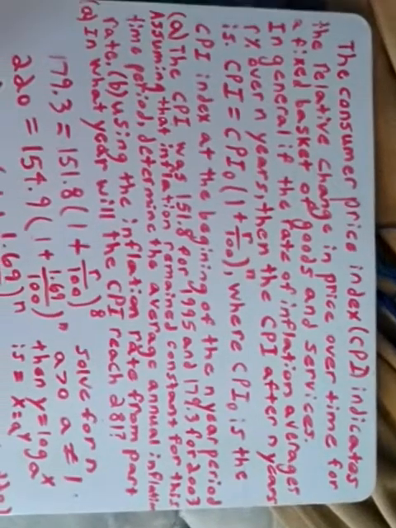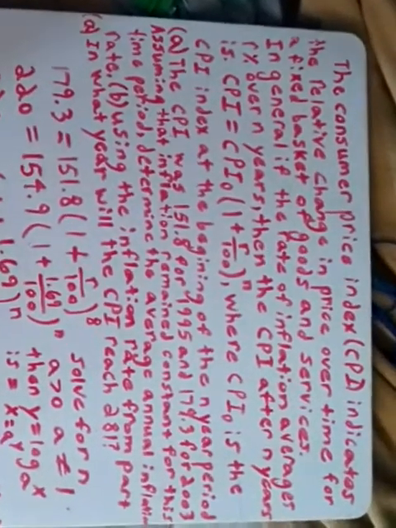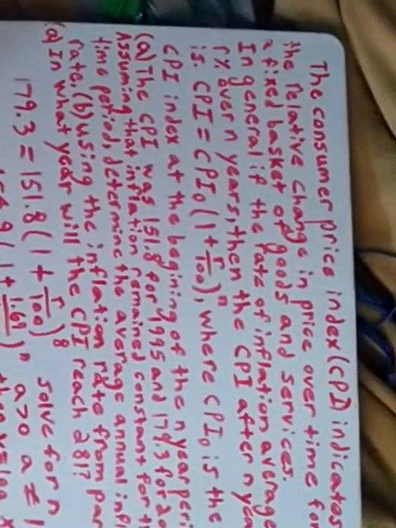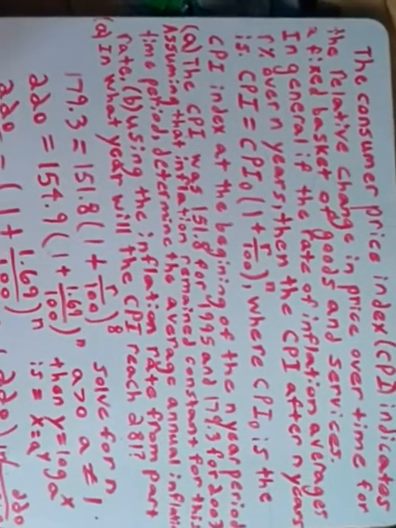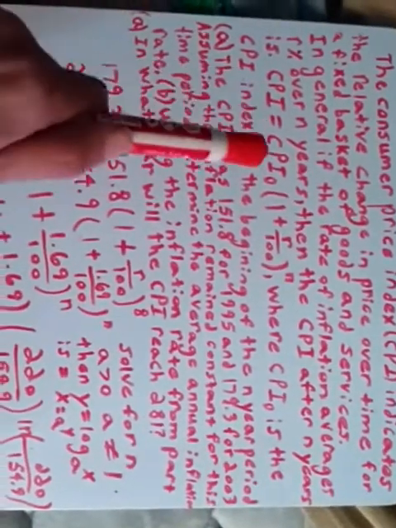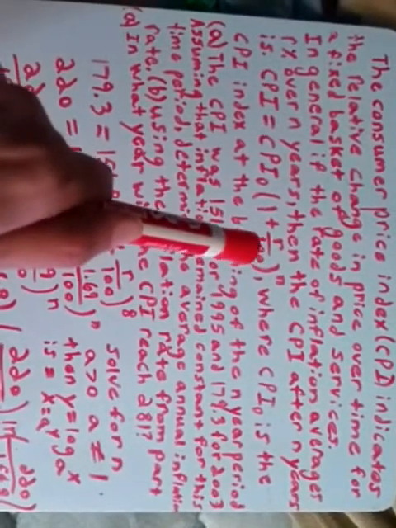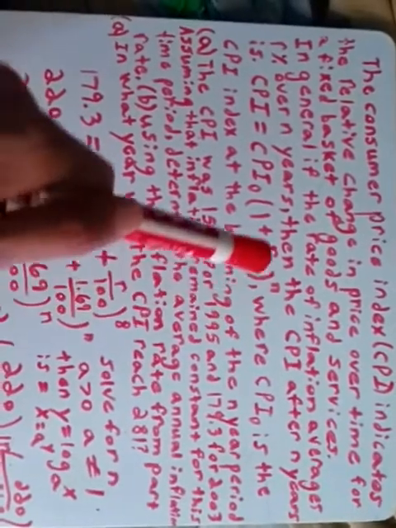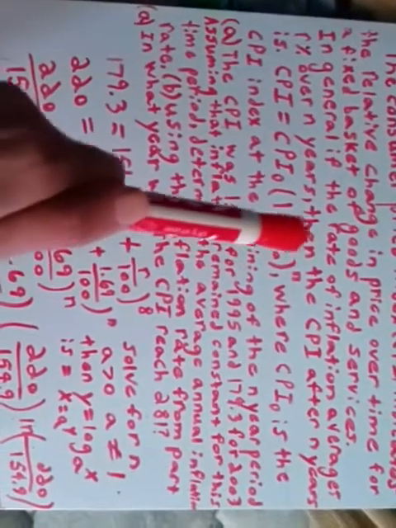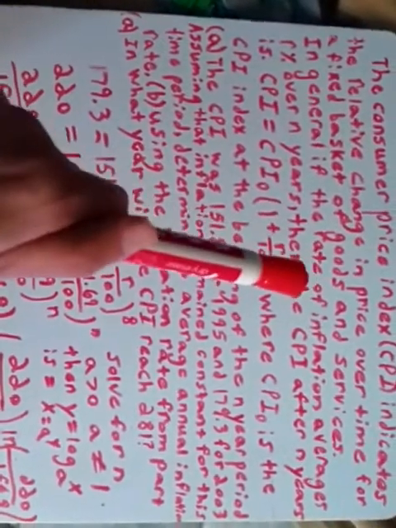So this question is on financial models, 5.7. The consumer price index indicates the relative change in price over time for a fixed basket of goods and services. In general, if the rate of inflation averages r percent over n years, then the CPI after n years is the new CPI equals the initial CPI times (1 plus r over 100) to the n power. R represents the inflation rate, n represents the period of years.